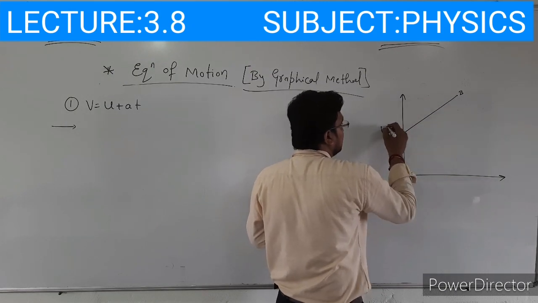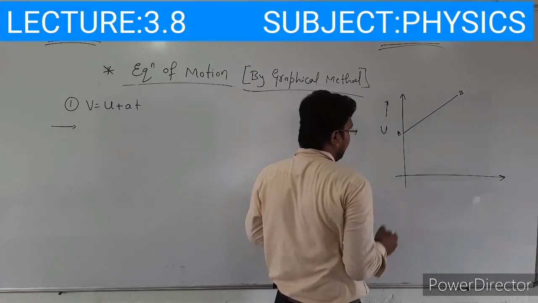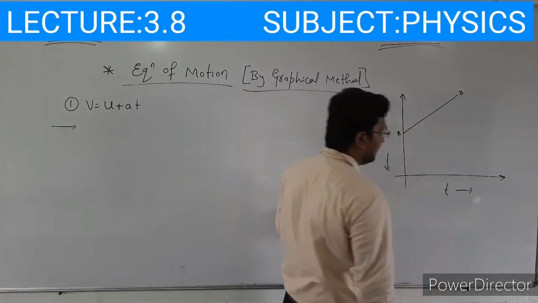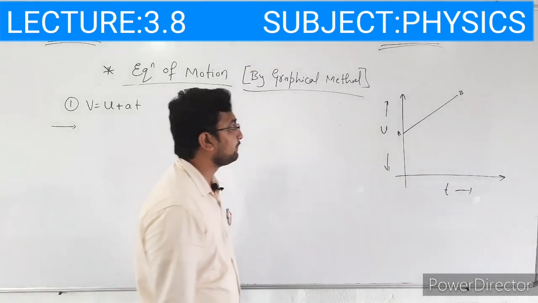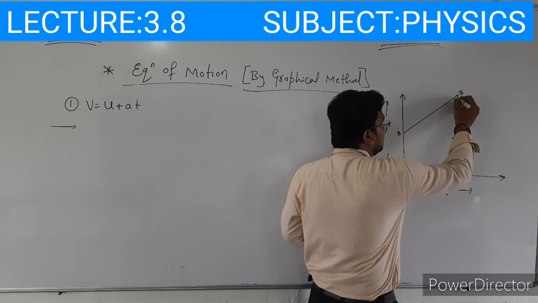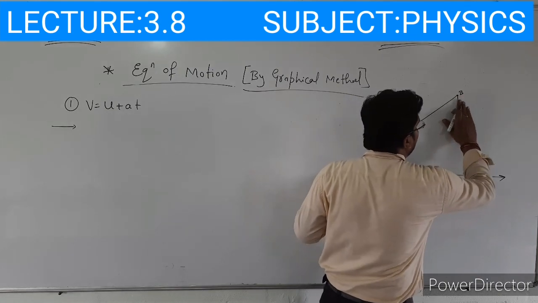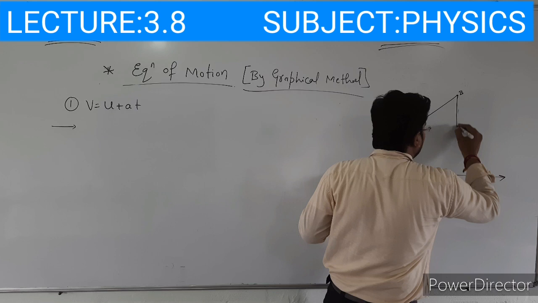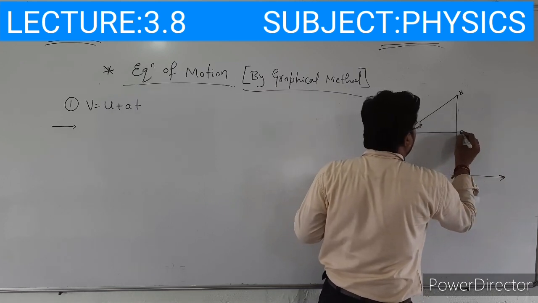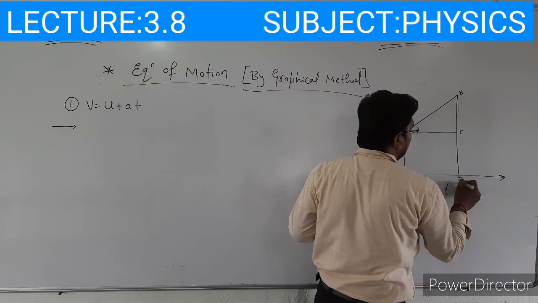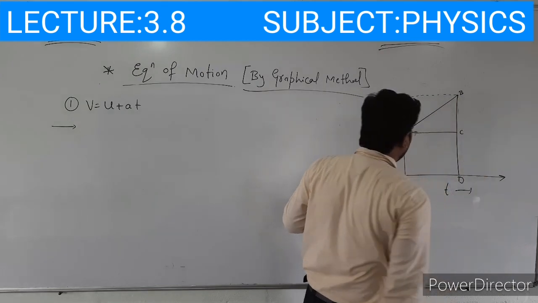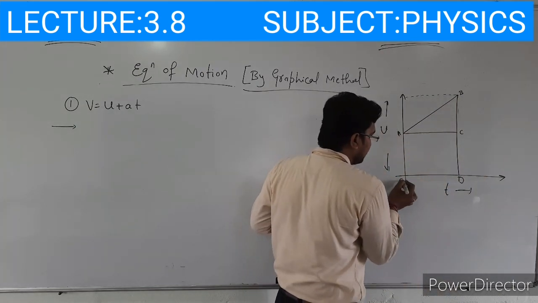So here the y-axis is velocity and the x-axis is the time interval. Okay, the next one, we join this point. Then draw AC perpendicular to BD. After that, join this point. Okay, see here, this is the origin.